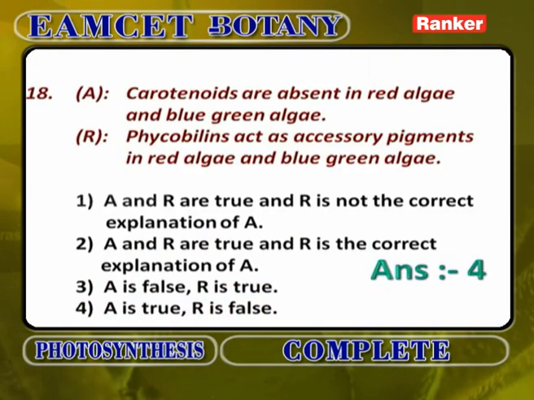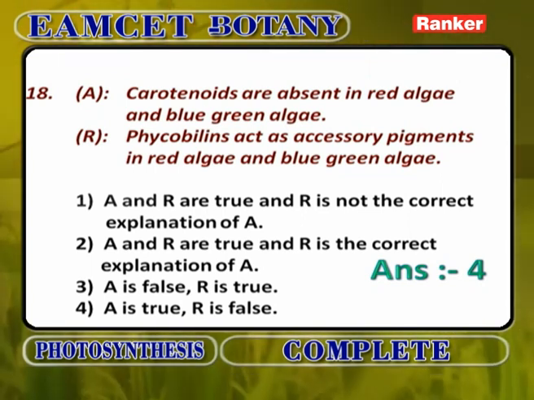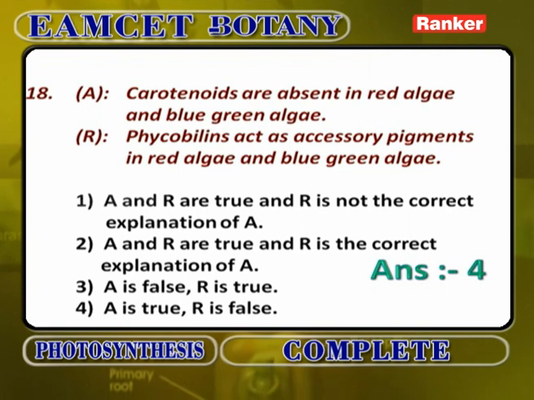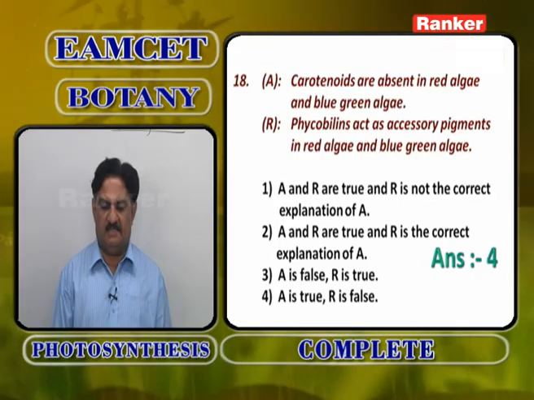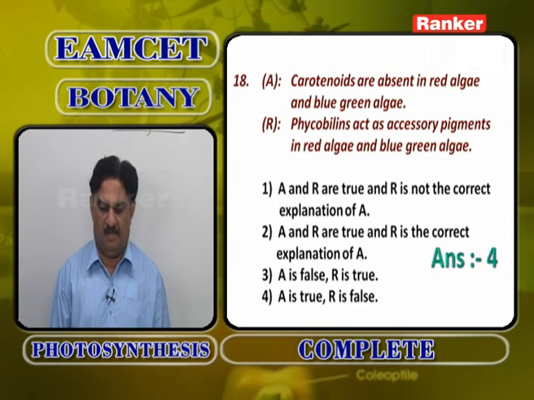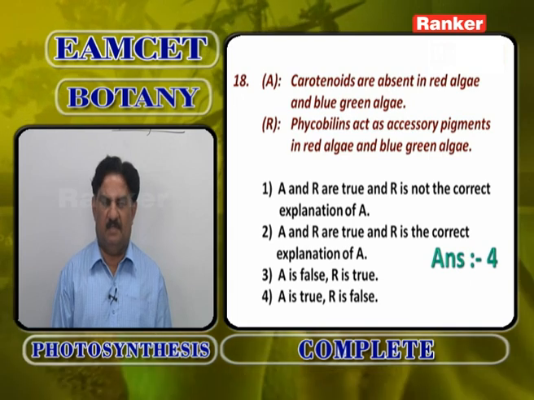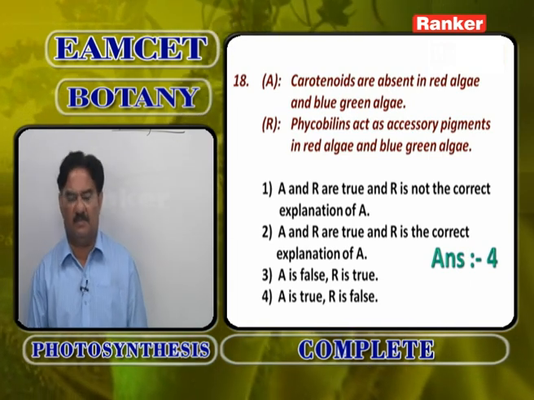This is an assertion-reasoning question. Assertion: Carotenoids are absent in red algae and blue-green algae. Here options are changed. A is false, R is true. A is true, R is false. Reason: Phycobilins act as accessory pigments in red algae and blue-green algae. For this, the answer must be 3. A is false and R is true.